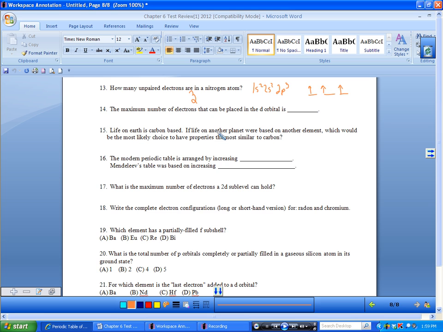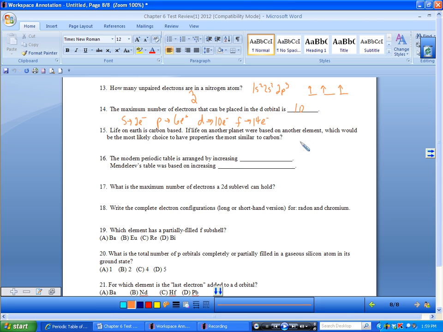The maximum number of electrons that can be placed in the d orbital is 10. Remember, the s can hold up to 2, the p can hold up to 6, the d can hold up to 10, and the f can hold up to 14.